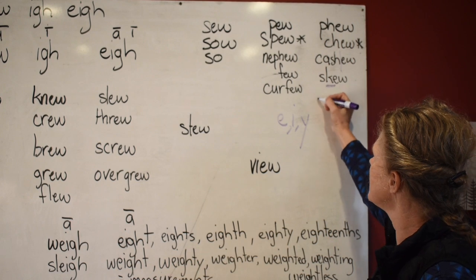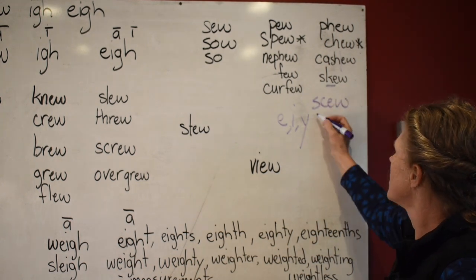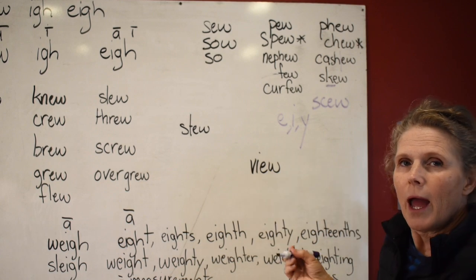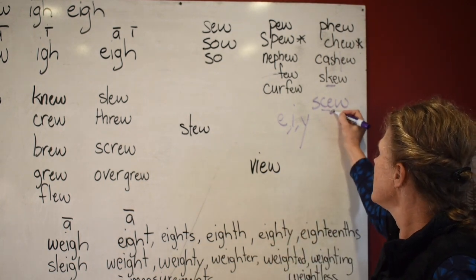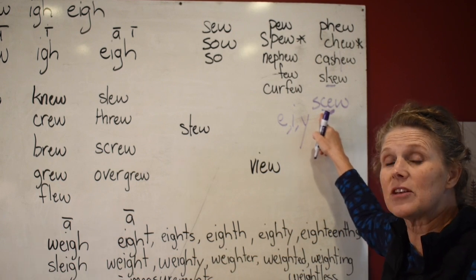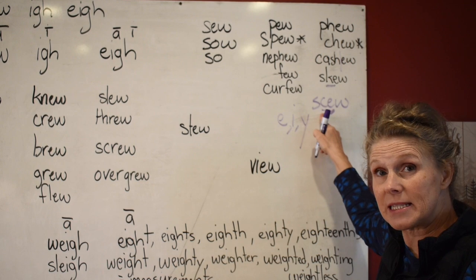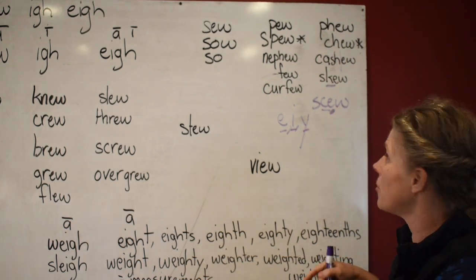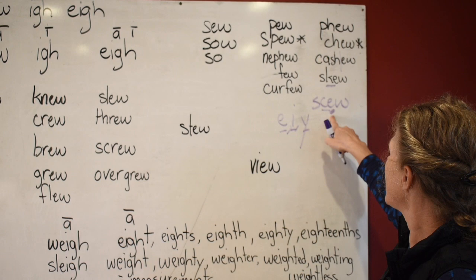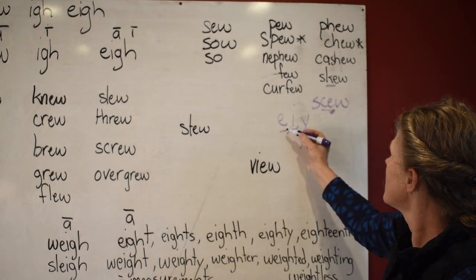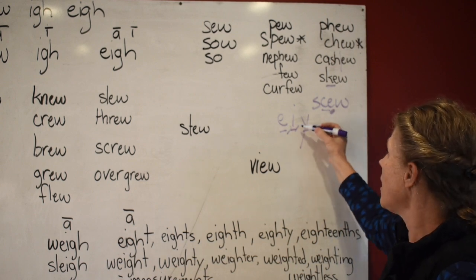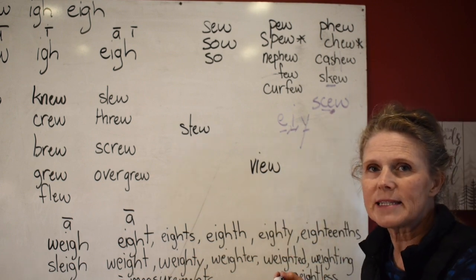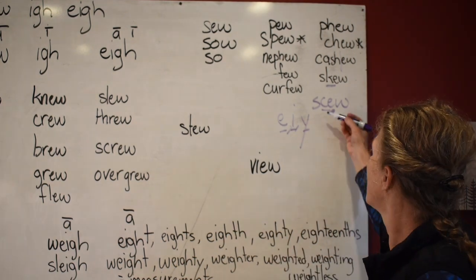Let's say if you put a C there, S-C-E-W, it's not even a real word. It's going to say sew. And this E is forcing this C to say the soft C sound, which is an S sound. But all of these letters right here, if you have a C and then you have an E, I, or a Y following it, it's going to force that C to say S, okay?